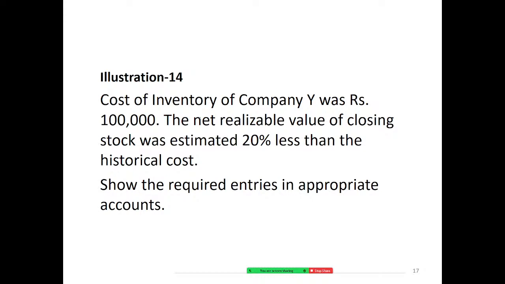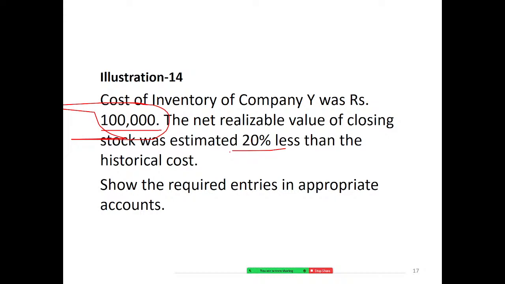Illustration 14: the cost of inventory of a company was 100,000. The NRV of the closing stock was estimated 20% less than the historical cost. So the cost is 100,000. How much is the NRV, according to this information? 80,000. Yes, 80,000.